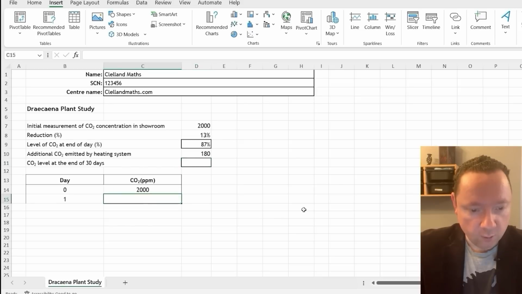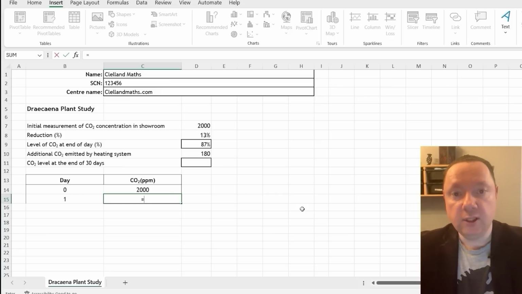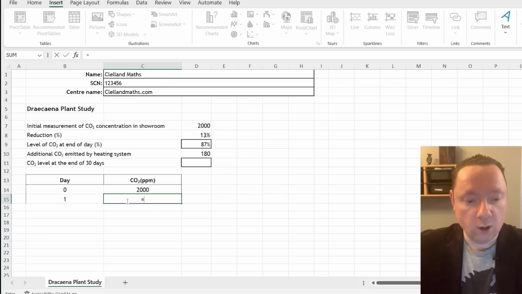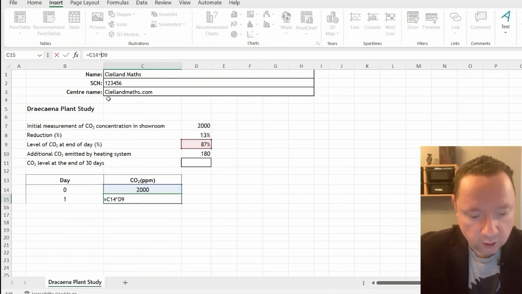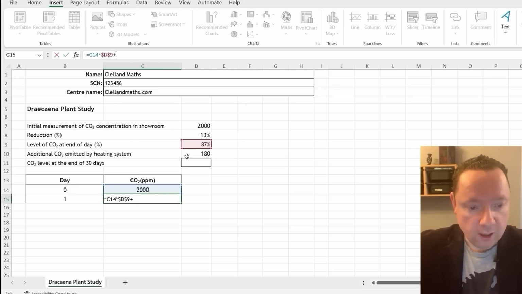So let's fill in a formula here. This is your recurrence relationship question. So you're doing 2000 times, and level at the end of the day, that means there's 87% left at the end of the day. So I'll put dollars around that because that's outside the box. And then we're adding in at the end of the day as well this 180. So again, that's outside the box, so we're putting dollars around that.